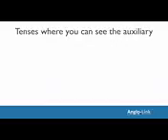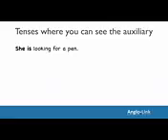Now let's look at some other verb tenses. First, tenses where you can see the auxiliary. Again, it's easy enough. Just move the auxiliary before the subject. She's looking for a pen. Is goes before the subject. Is she looking for a pen?